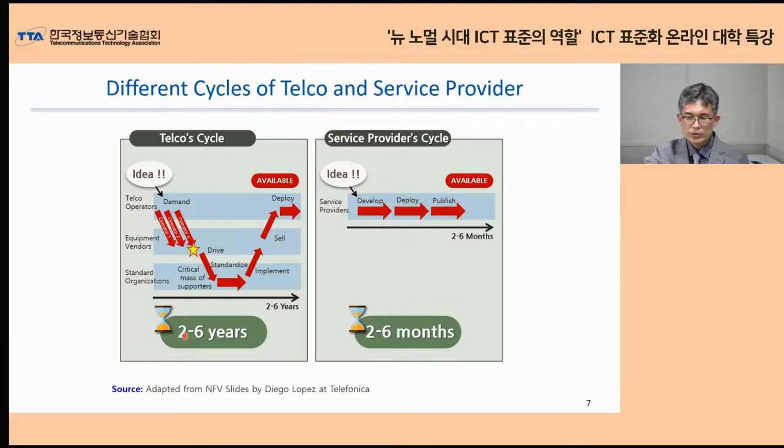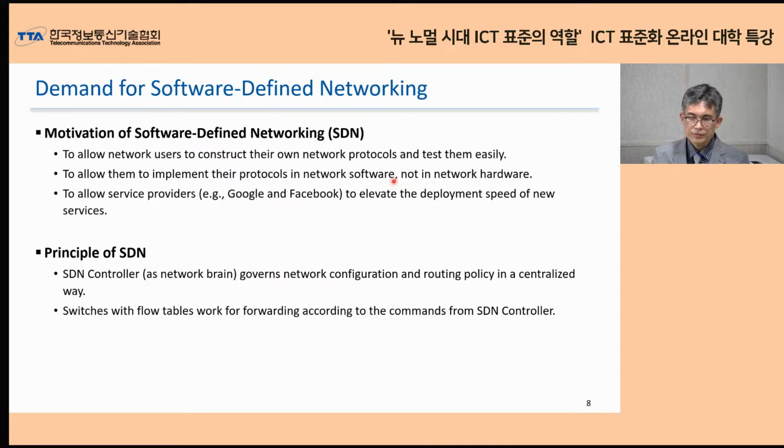In the past, the left-hand side shows the period of standardization. It takes 2 to 6 years, a very long time. On the other hand, Google, Facebook, and service providers want to shorten the development period, like 2 to 6 months. In that case, those service providers are leading open source based projects instead of standardization.